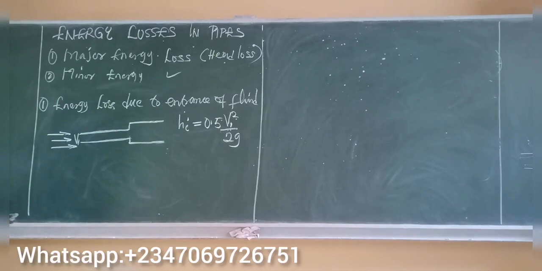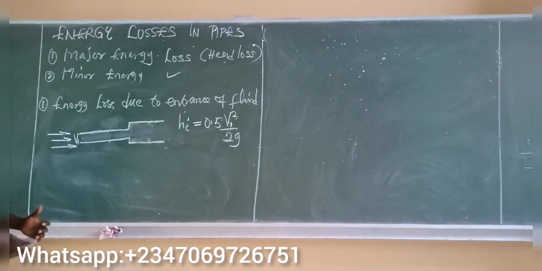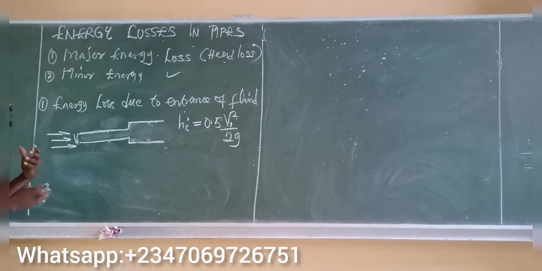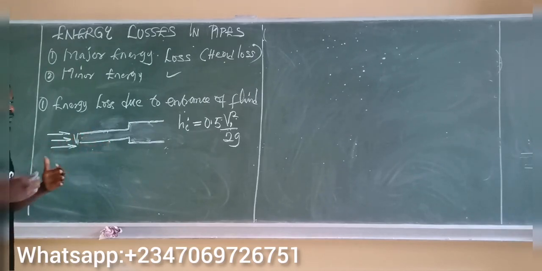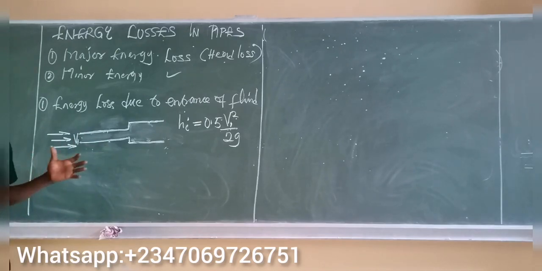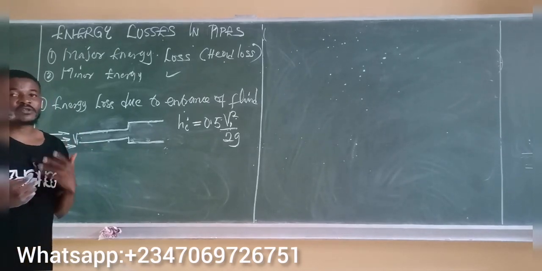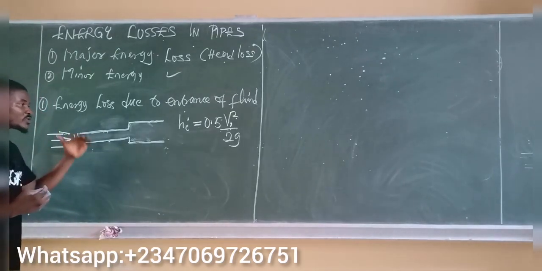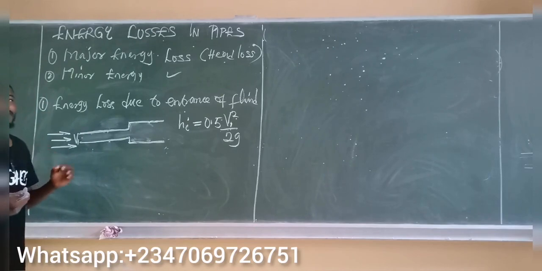Now, it is very important for us to know that as fluid flows through a pipe, it is not just the minor energy losses that take place. Major energy losses, especially energy loss due to friction, also take place in the pipe. Because what is friction? We already know that friction simply means when two bodies are in contact, friction is bound to occur. So the fluid entering inside the pipe is in contact with the surface of the pipe. So we also have a major energy loss due to friction.